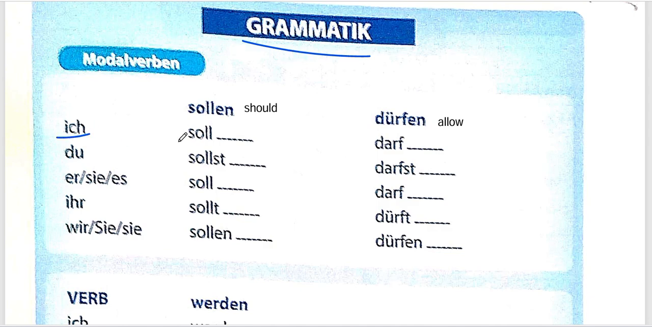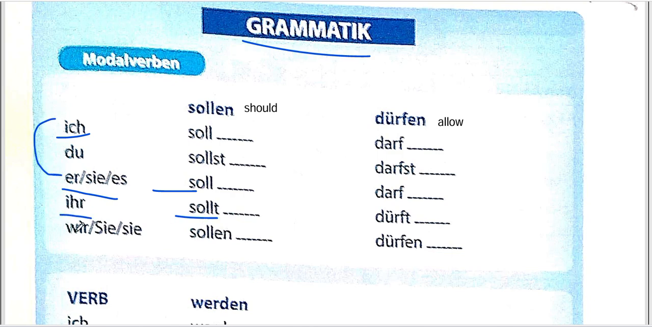So let's see. Ich soll. The en gets cut. Du sollst. Always with du there is st added. It's a fixed rule, by now you must be knowing. Er, sie, es soll, these remain the same as discussed in the previous modal verbs. Ihr sollt, wir and sie remain sollen.